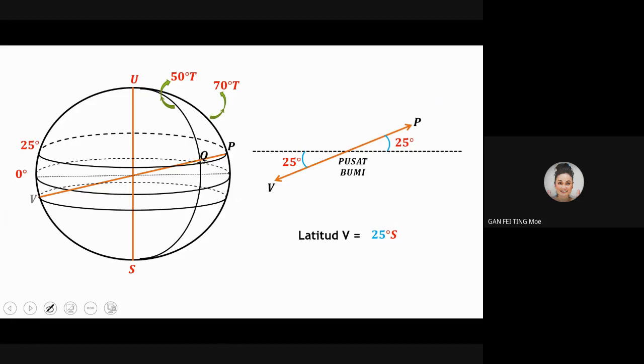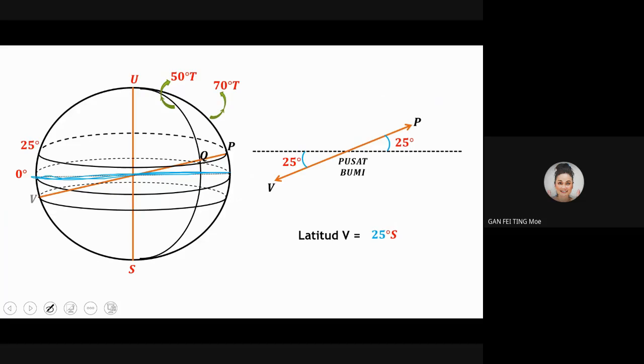What is the keyword? The diameter of the earth. The diameter of the earth is the same length as the equator in the center. This line is equal to this. It's the same. Diameter of the earth.